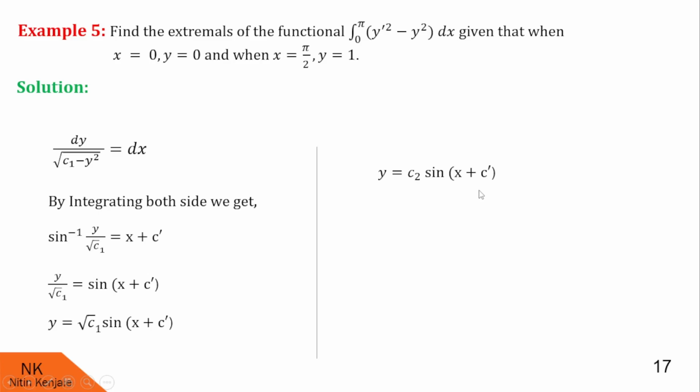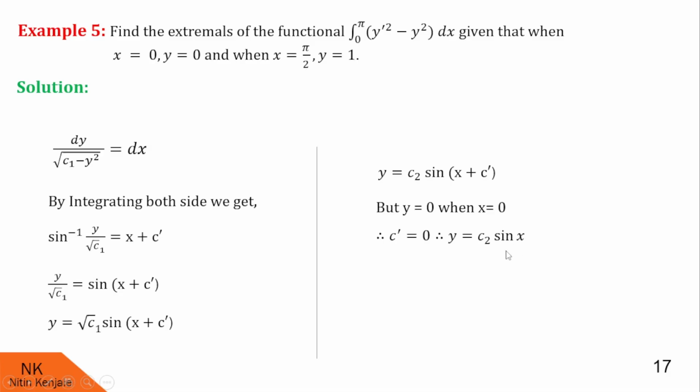It should be 0. So c1 takes value 0. So now the equation becomes y is equal to c2 into sine of x. Now we use the second initial condition, y is equal to 1 when x is equal to pi by 2. Let us substitute x is equal to pi by 2 here and y is equal to 1 here. The equation becomes 1 is equal to c2 into sine pi by 2.